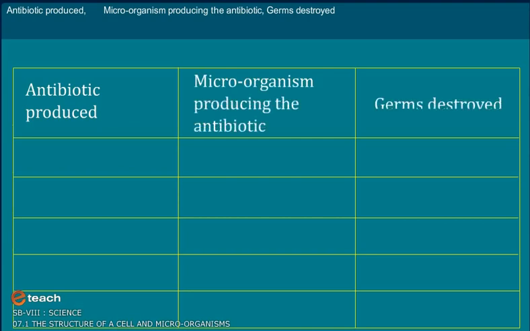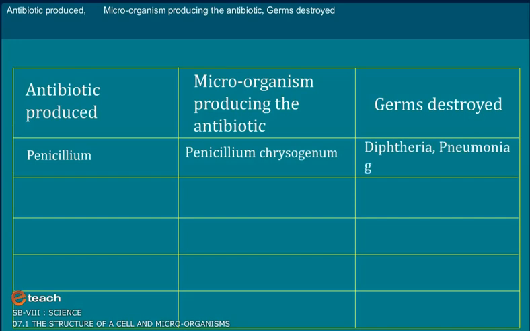Antibiotic produced: penicillin. Microorganism producing penicillin: Penicillium chrysogenum. Germs destroyed: diphtheria, pneumonia germs. Antibiotic produced: chloromycetin. Microorganism producing chloromycetin: Streptomyces venezuelae. Germs destroyed: typhoid germs.